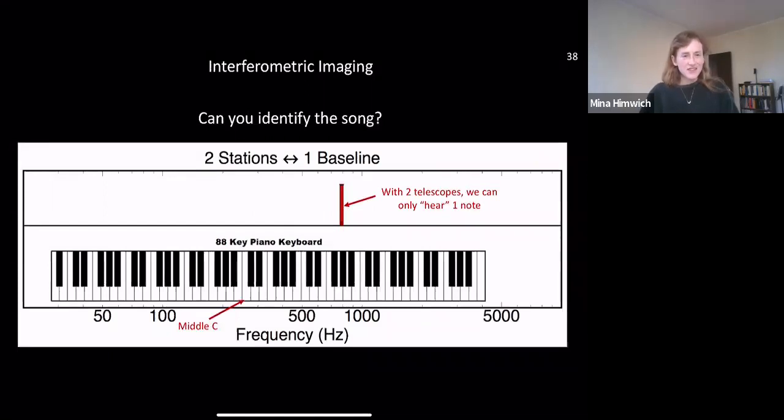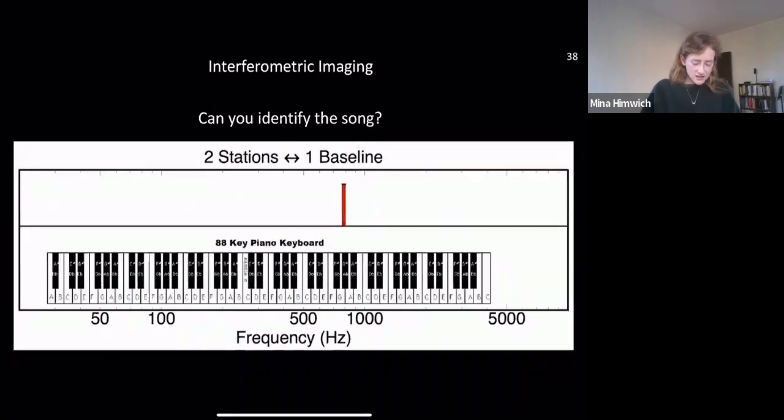Usually, if this was an in-person talk, I would ask people to raise their hands when they identify the song. But now you can just think to yourself when you identify it. We'll start with only one note, which corresponds to having two telescopes and one baseline, and then add more information and see what we can learn and when we can identify a song. So let's start playing.